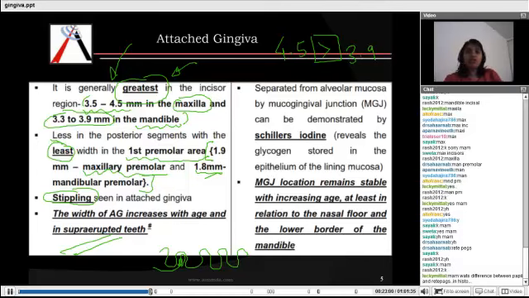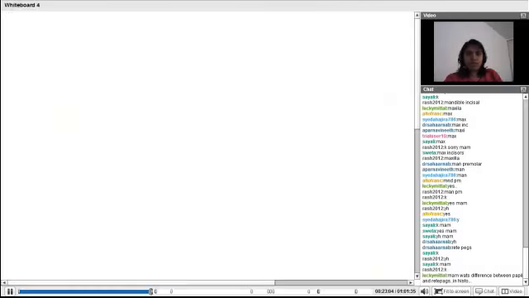Okay, let me talk. Usually, let me just go to the whiteboard. Yeah, so this is our epithelium.